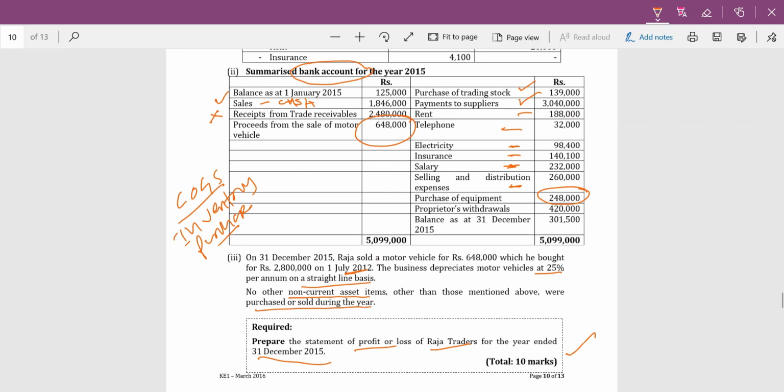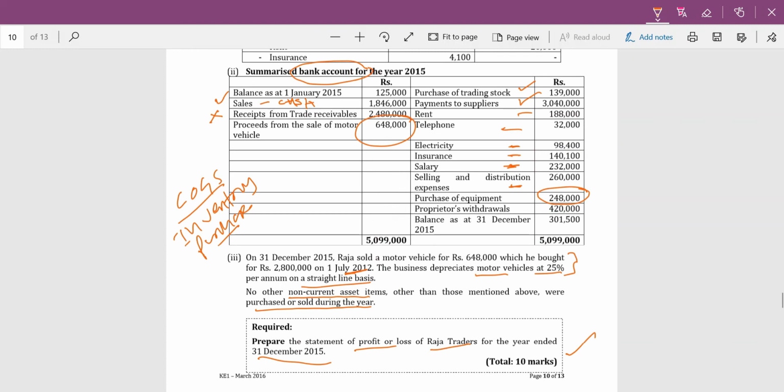This is a very important note. No other non-current asset items other than those mentioned above were purchased or sold during the year. Other than that, nothing has been purchased or sold. Also, you are given the depreciation rate only for motor vehicles. So now let's calculate the profit or loss on disposal of asset.